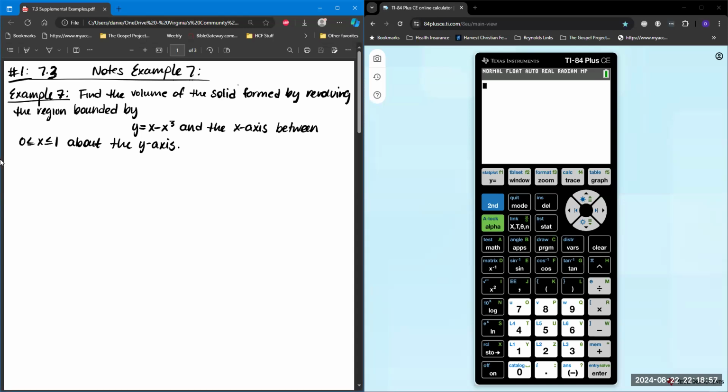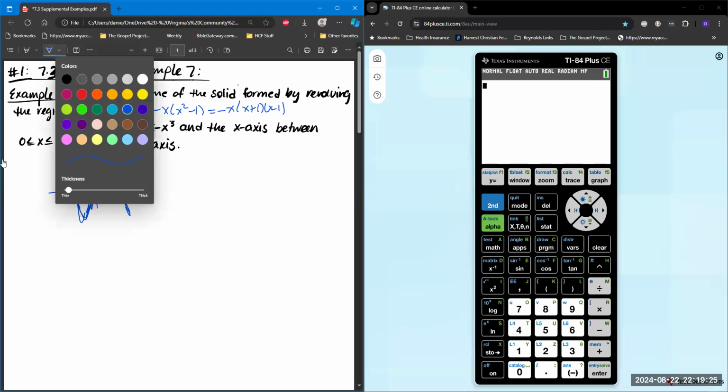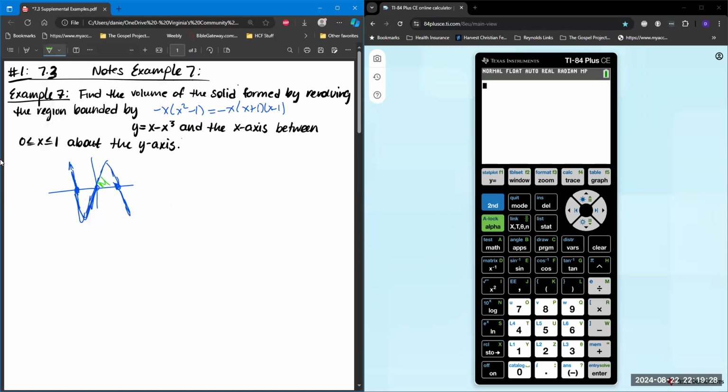If we factor this one, it's going to be negative x times x squared minus 1, which is negative x times x plus 1 times x minus 1. So our graph is going to cross the x-axis at negative 1, 0, and 1. This goes down and to the right, up, down, and back up. It's symmetric about the origin here, and I'm interested in this region right here between 0 and 1. I'm going to be revolving around the y-axis here.